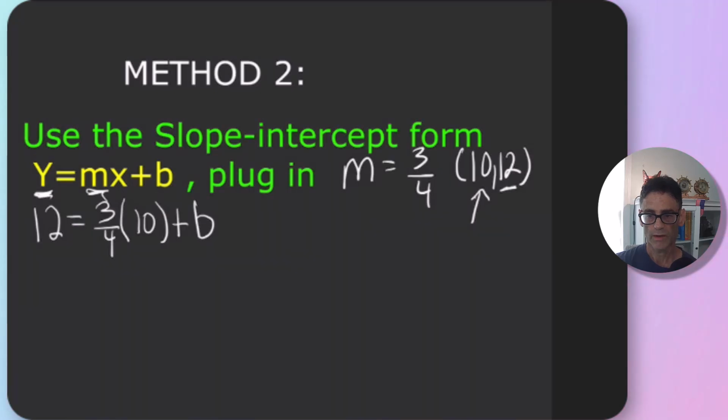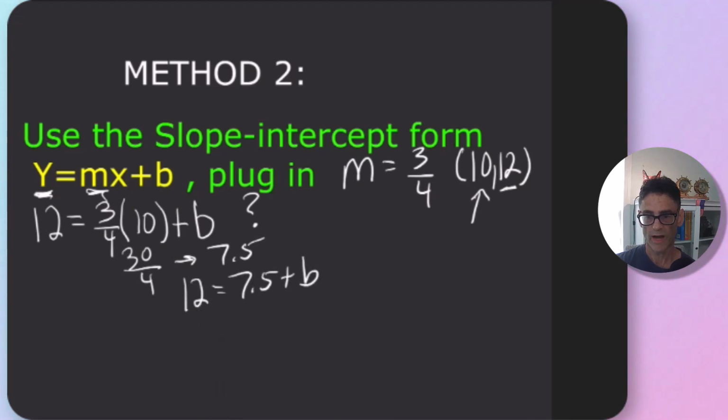So again, I'm going to get 3/4 times 10. And that gets me 30/4, which again was 7.5. So right now what I've got is 12 equals the 7.5 plus whatever b is. So what do we do to solve for b? Subtract 7.5 from both sides, and that comes out to be 4.5 equals b. So now I have solved for b.